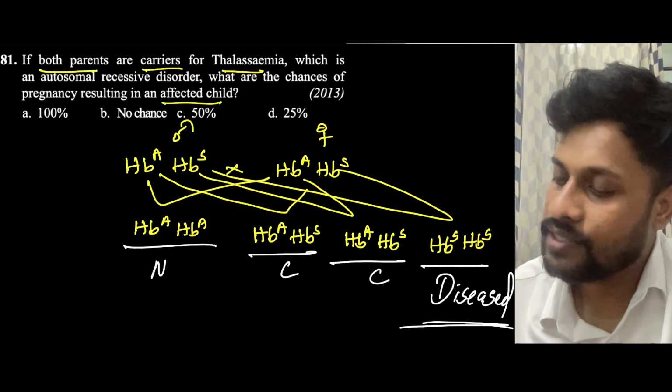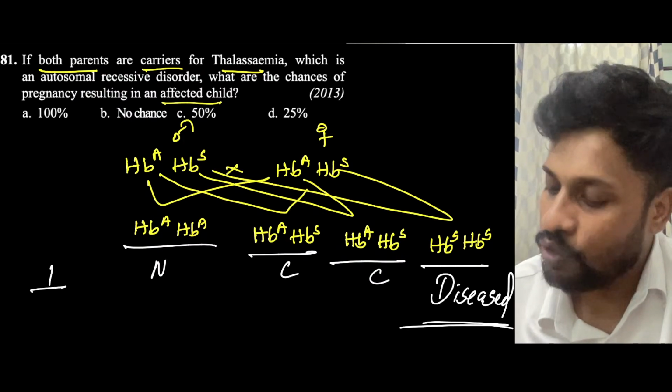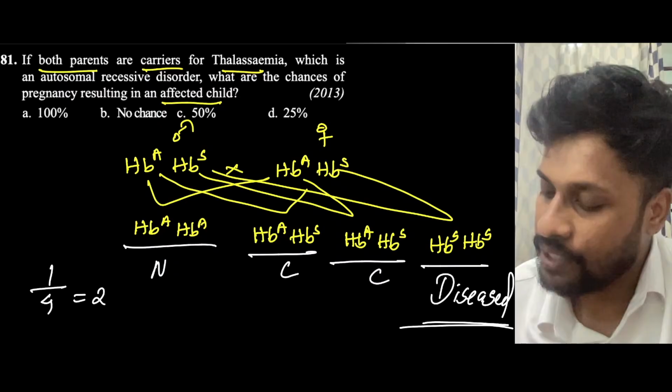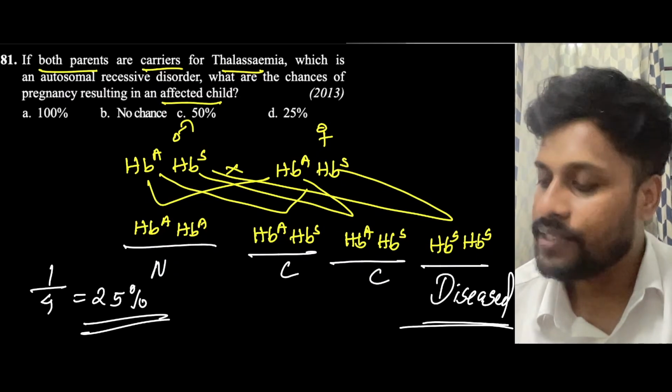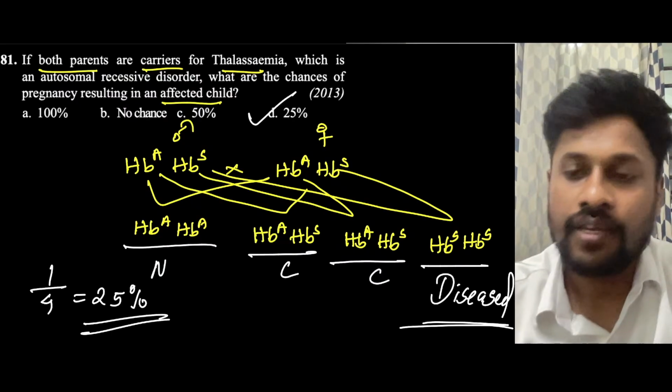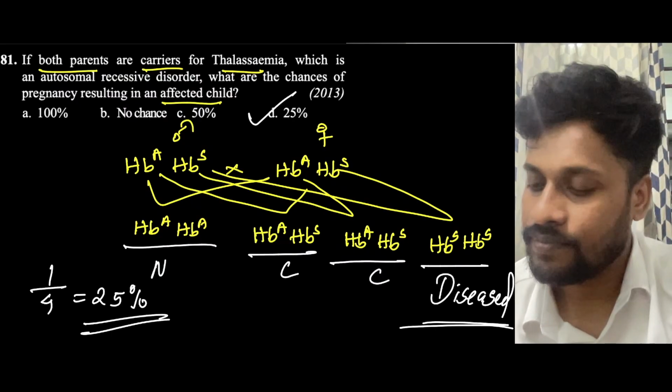Right. So what will be the answer? Only 1 out of 4 children are diseased, which means 25% is affected. So the answer will be option D. Yeah, very good. D again.